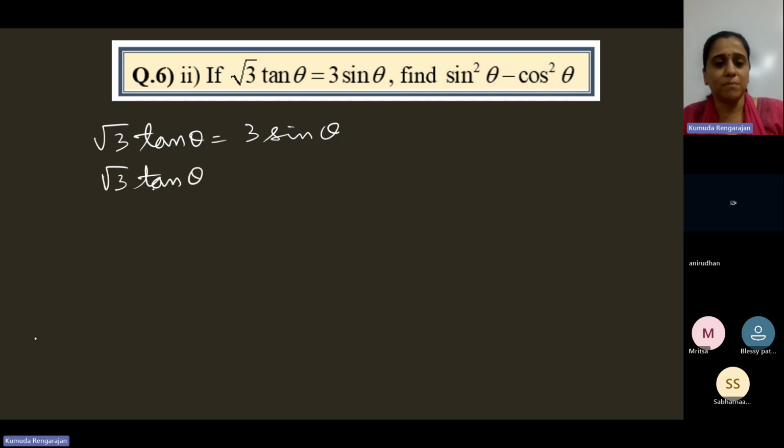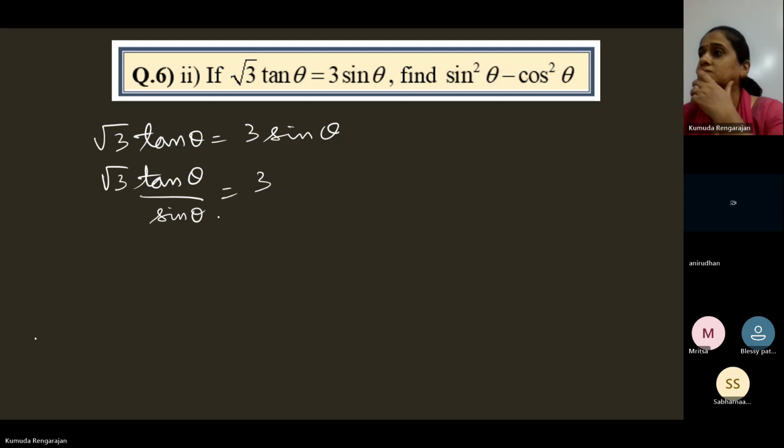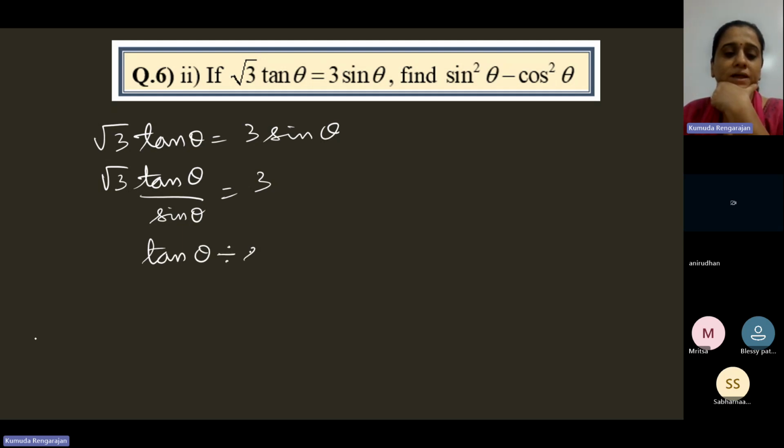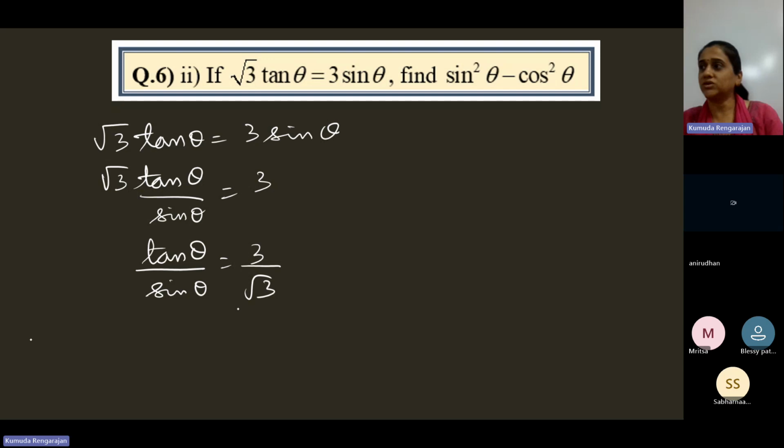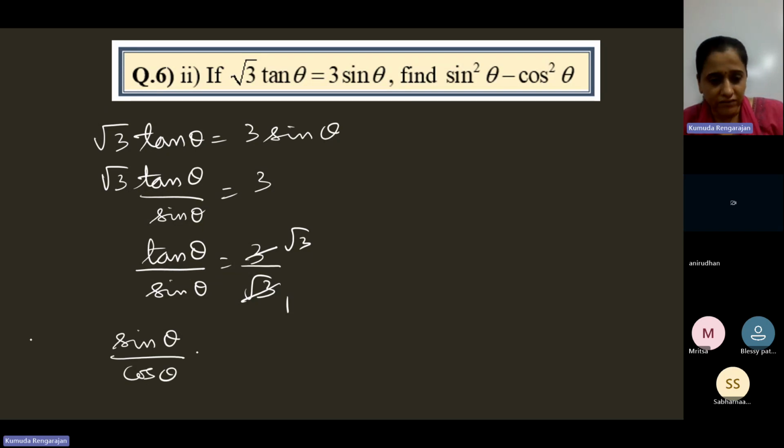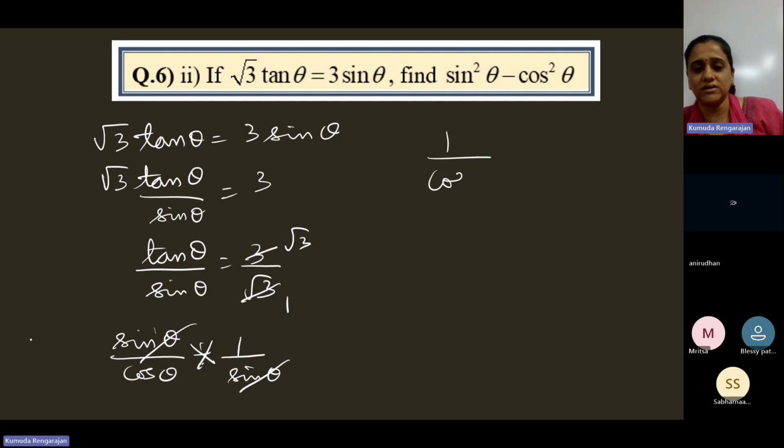Root 3 tan theta by sine theta is equal to 3, correct? Tan theta by sine theta is equal to 3 by root 3, correct? Now this is root 3, okay? So what is tan theta? Sine theta by cos theta. And divided by sine theta, it will become 1 by sine theta times sine theta by cos theta. So this will get cancelled. So 1 by cos theta is equal to root 3.